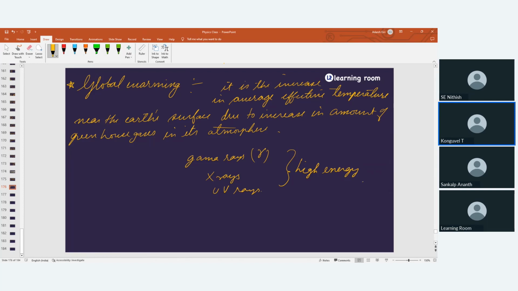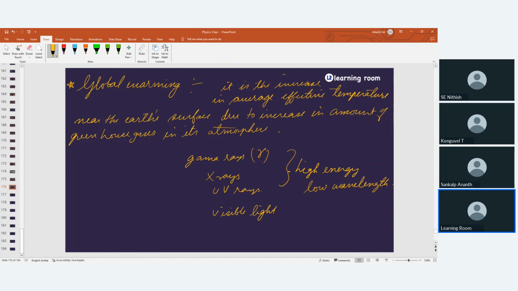Emitted by the sun, right? Sir, low wavelength. Sir, that means their wavelength is long, right, sir? No, it means it's short. High energy, low wavelength, inversely proportional. Oh, I didn't know that.